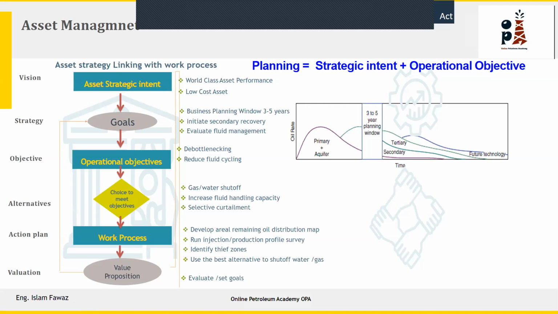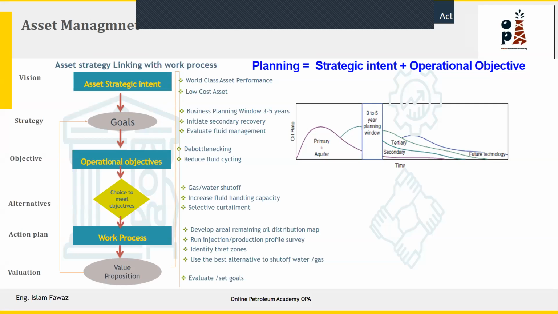debottlenecking in the system, reducing the flow cycling. If we find some wells producing high gas or high water, we need to reduce the flow cycling and arrest the pressure decline. If we find some area suffering from pressure decline, we need to arrest the pressure decline in this area by starting injectors to support the reservoir pressure, and improve the operation efficiency by reducing the downtime for the wells. After that, we go to our choice to meet the objective.